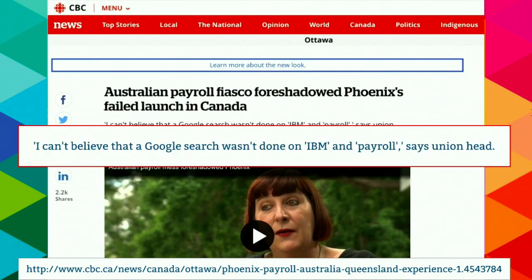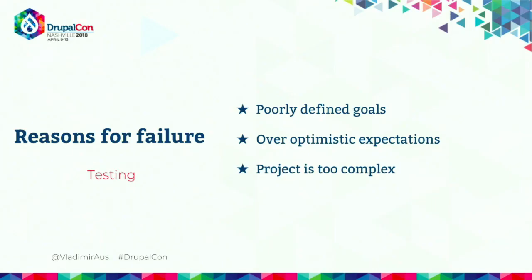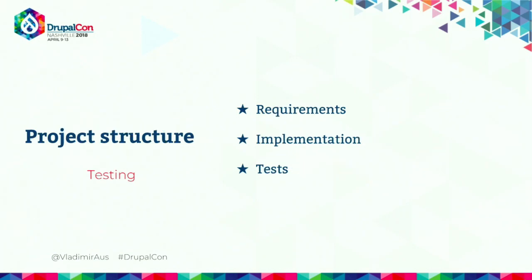And then I saw this Canadian article where the head of a union said, I can't believe that Google search wasn't done on IBM and payroll. So what I'm trying to segue into is that sometimes IBM is just good enough for people to throw a lot of money at as software, whereas we in Drupal are trying to get there and say, hey, we've got good software and maybe you should use that instead. So reasons for project failures are usually poorly defined goals, over-optimistic expectations, and projects being too complex.